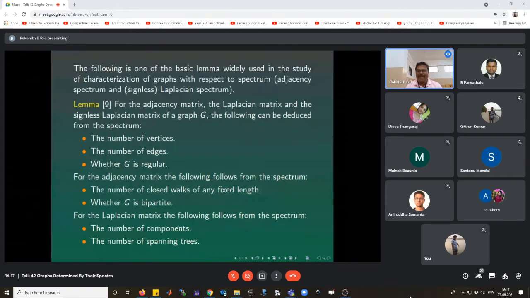And also, additionally, using the signless Laplacian matrix, we can find out the number of bipartite components. The multiplicity of 0 as a signless Laplacian eigenvalue gives you the number of bipartite components in a graph G. So this lemma plays a very important role in the study of spectral characterization of graphs with respect to the adjacency spectrum, signless Laplacian spectrum.